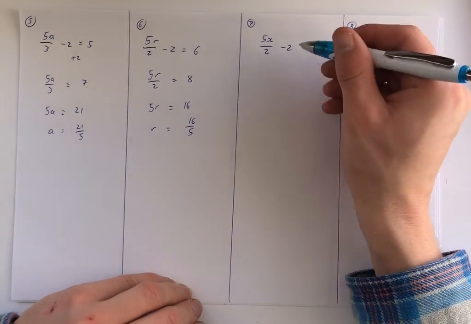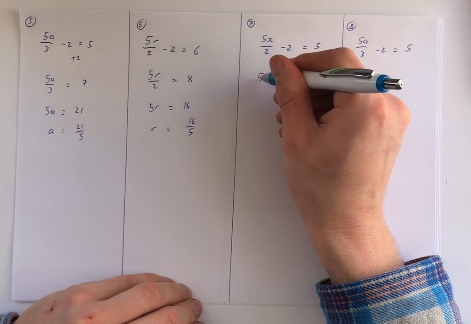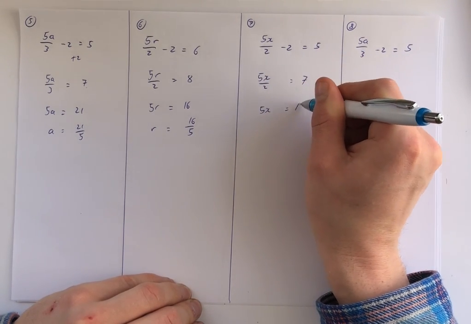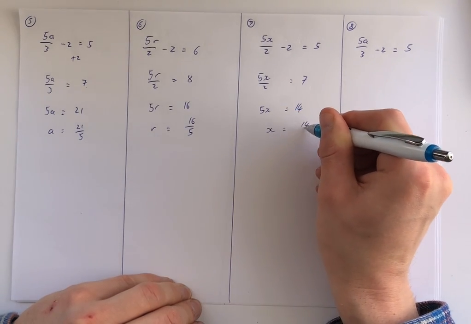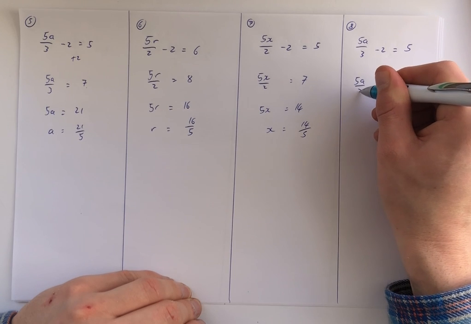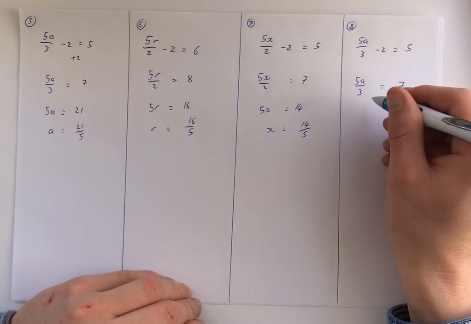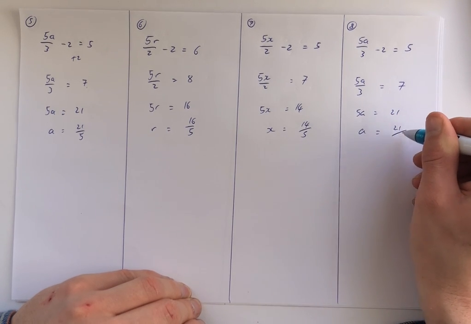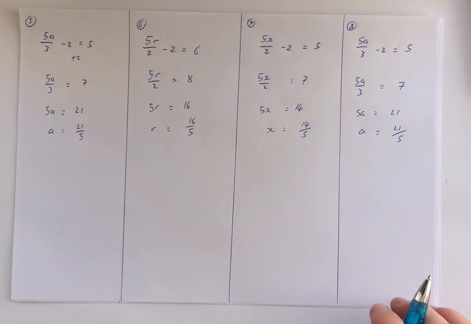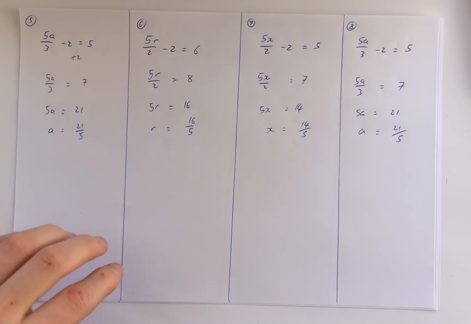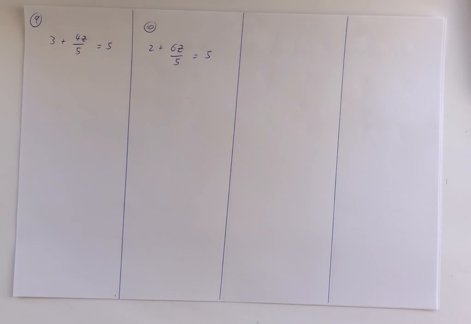Okay, question 7. Again, add 2 to both sides. 5x over 2 is 7. Times by 2, 14. Divide by 5. 14 over 5. Can't be simplified. Add 2. 5a over 3 is 7. Times by 3. 5a is 21. Divide by 5. 21 over 5. So, actually, it's just the same as question 5. So, my bad. Okay. Now, 2 more.